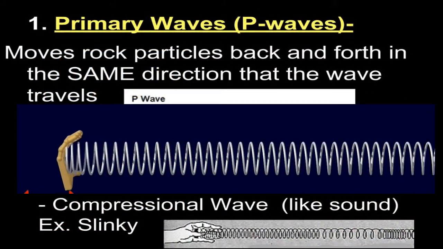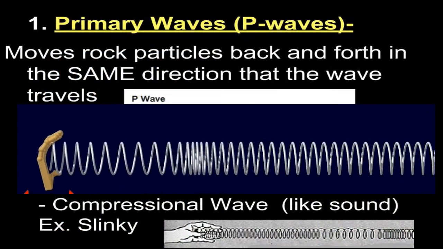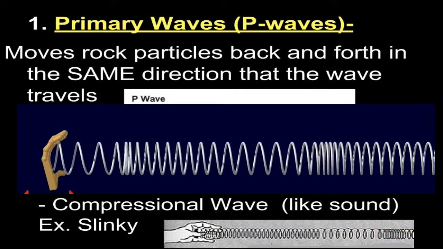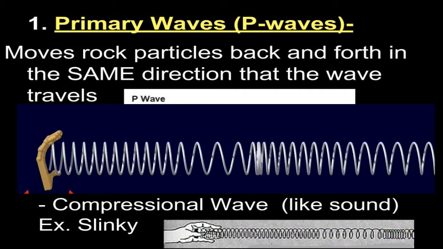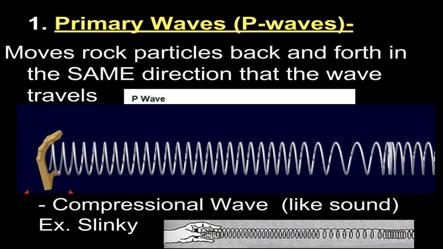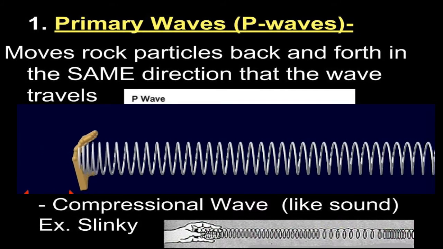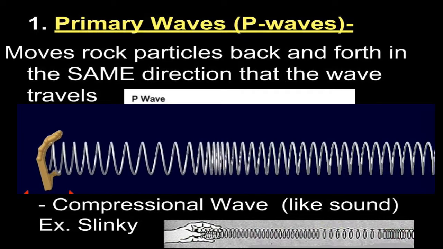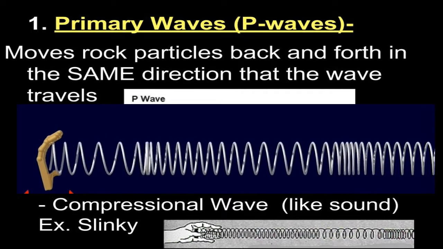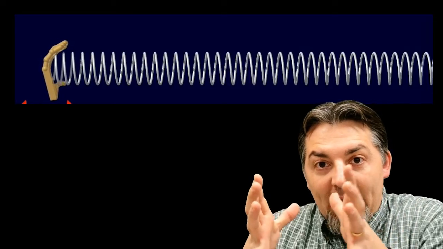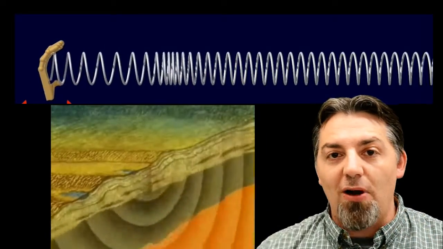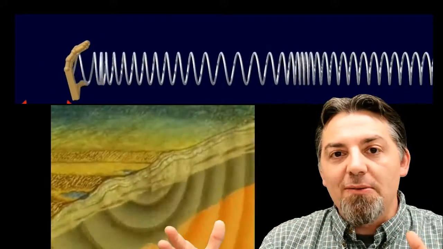Now, P waves, or primary waves, move rock particles back and forth in the same direction that the wave travels. This is a lot like a slinky. It's what we call a compressional wave. So it compresses the rock particles together, and those rock particles expand a bit, and that energy moves through the rock like the energy moves through a slinky.